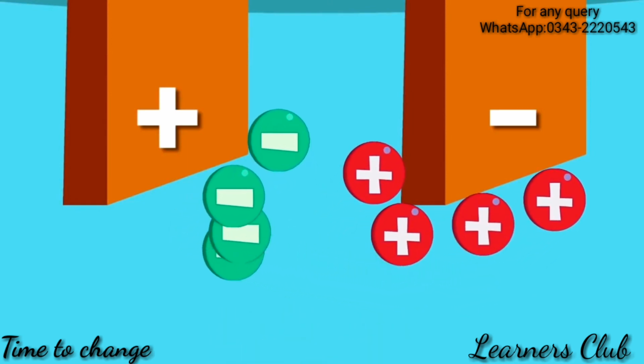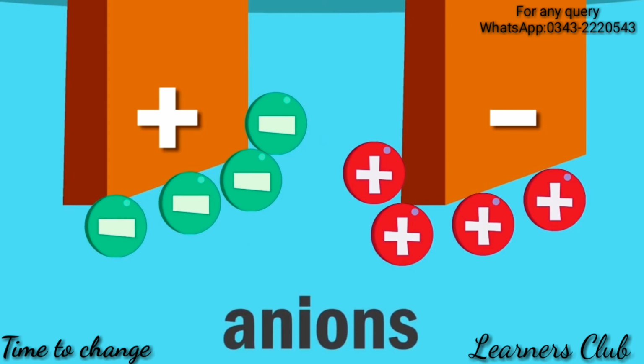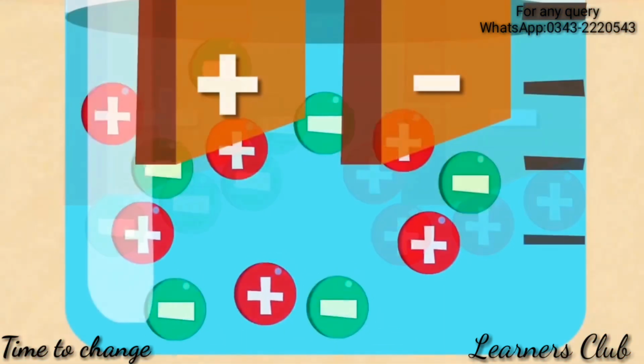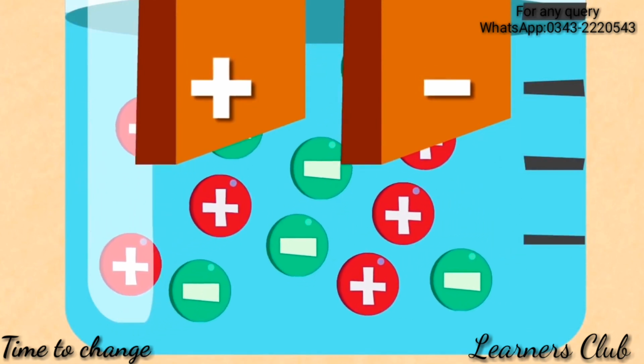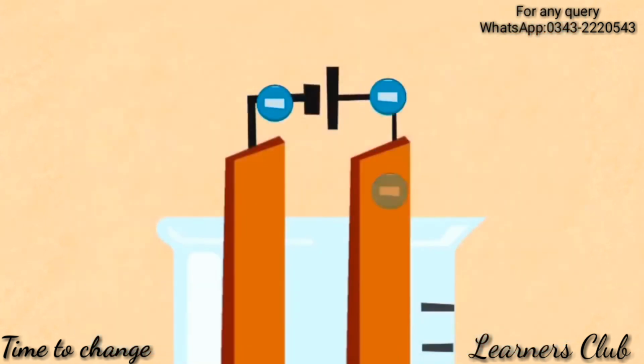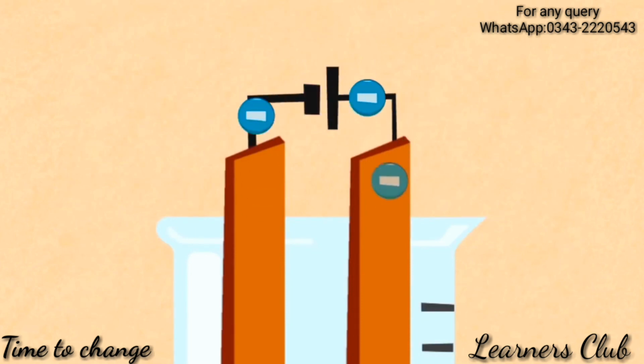Negative ions are called anions and are attracted to the anode. When current flows in an electrolyte, it is the ions that move and carry the electrical charge. When current flows in the electrodes and wires, it is the electrons that move and carry the electrical charge.